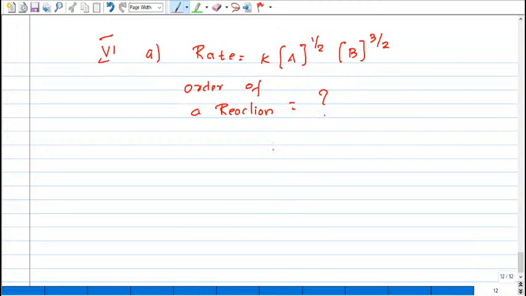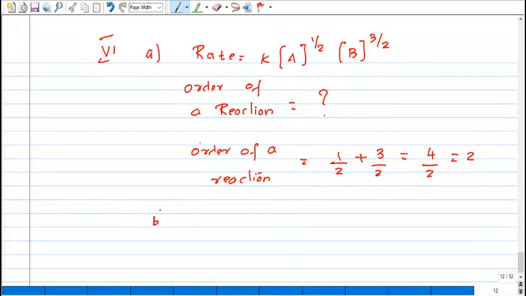How to go ahead with the order of the reaction? Balaji, I think you would have got the answer, even Vishal. Yes, you are right, Balaji. You are correct. So, the order of reaction is, we have to add the powers: 1 by 2 plus 3 by 2. You get 4 by 2, that is equal to 2. So, this is your answer. It's very easy now to find the order of the reaction.